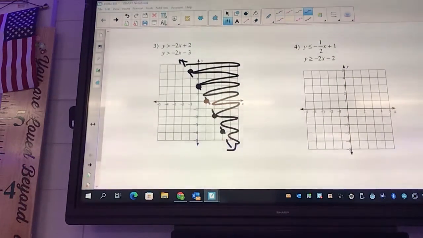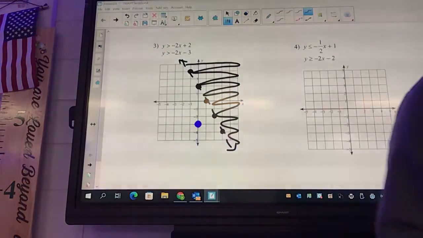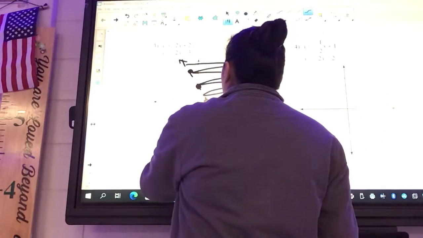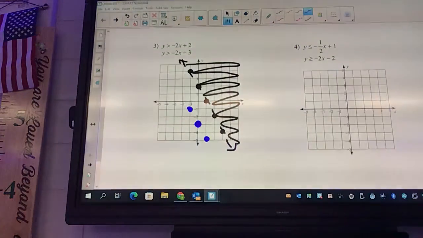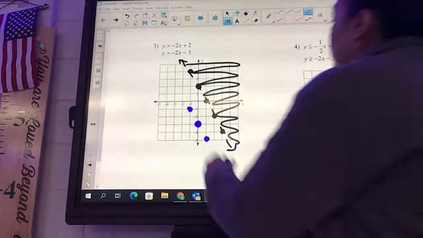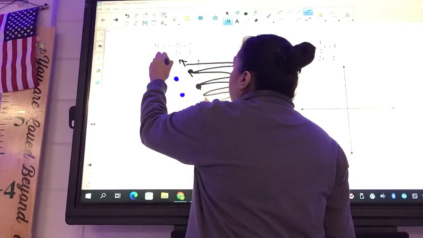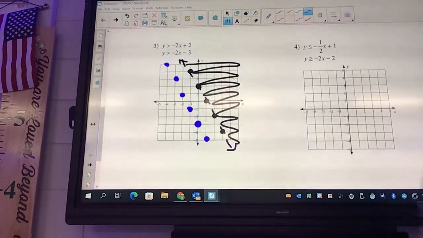Okay, for the blue line, where does it start? It starts at negative 3. My slope is also negative 2, so you're going to go up 2 over 1. Okay, or you can go down 2 over 1. Solid or dotted line? Dotted line.